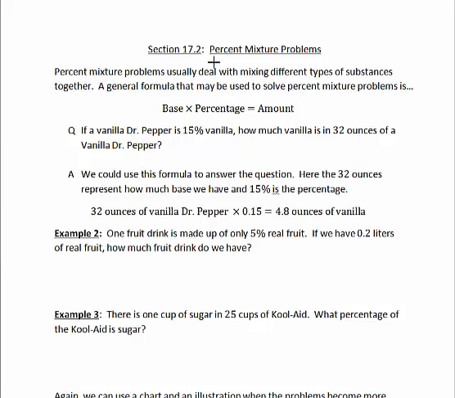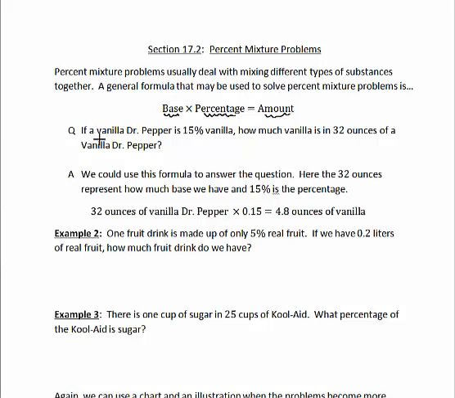Okay, so a different kind of problem, but if you'll notice, we still have the same form of formula. It's structured the same way. We're now talking about solutions, and what we have is base times percentage equals amount. So we'll apply that to a simple problem where we only have one solution.